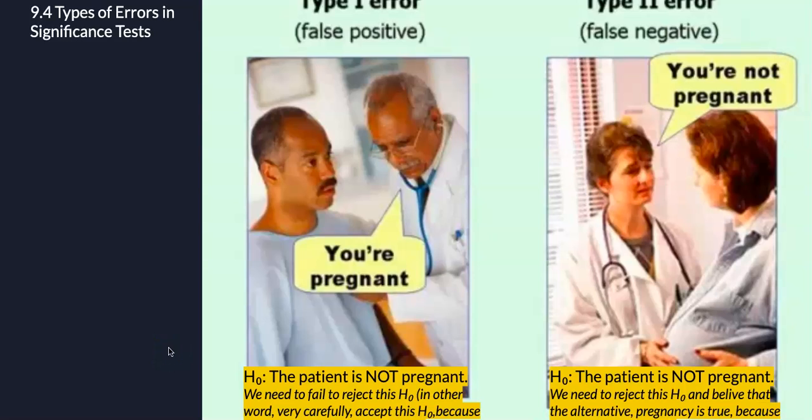Because this gentleman is not pregnant, we need to fail to reject this null. That wording is so confusing, and I hate to use it, but we need to accept that he's not pregnant. In fact, this guy is not pregnant, but the false positive will make us believe otherwise. Therefore, that is an example of type 1 error, in other words, a false positive. Now, what about type 2 error?